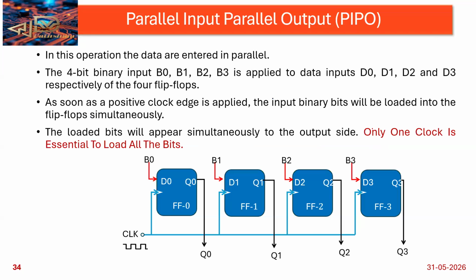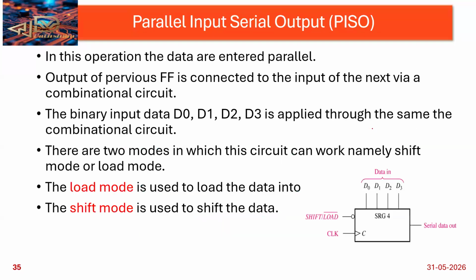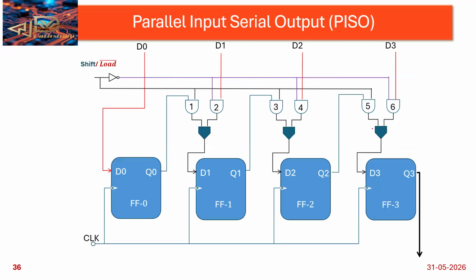Parallel in, parallel out, only a single cycle is required. One cycle is required, because it is already giving the output, and we are doing it in 1 clock cycle only. Then parallel in, serial out: parallelly we are loading the data, then shifting the data serially. Again, 4 clock cycles are required. Got it, sir.